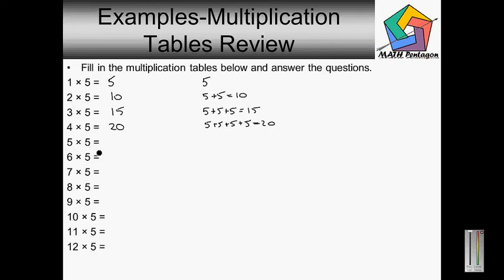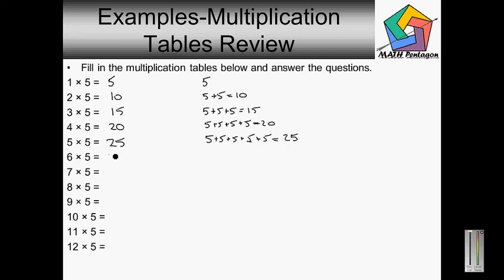5 times 5, we have 5 groups of 5. So that's 25. And you can see 5 plus 5 plus 5, 5 plus 5 plus 5. We have 5 5s here, 5 groups of 5. So you can see when we add them up, we get 25. But this is much quicker, as you can see.